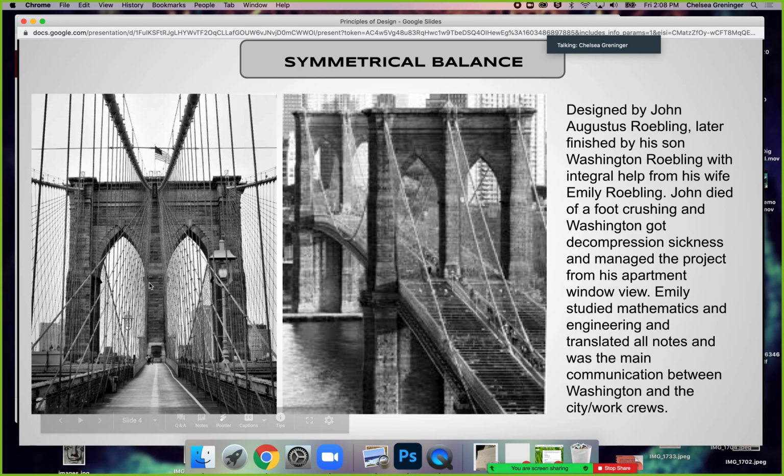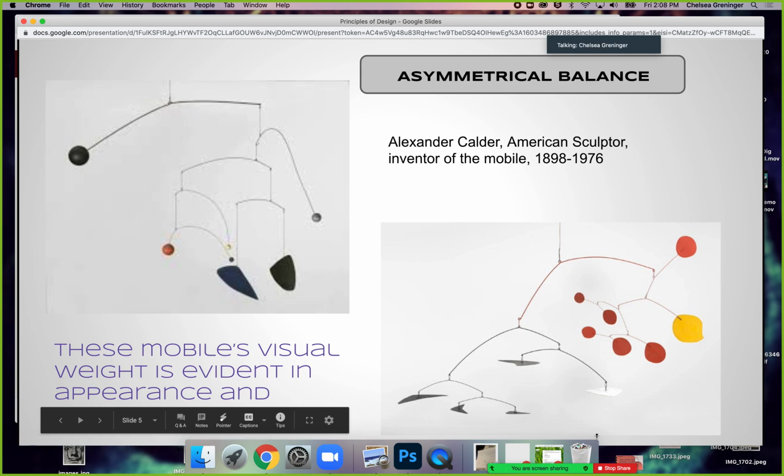But the Brooklyn Bridge is a really good example of the same on both sides. If we drew a line down the middle, which you can actually see, because that's the pathway over the bridge if you're walking along it. I've been across the Brooklyn Bridge. I rode my bike over it once with a friend. You go down the middle here. So it's the same on both sides.